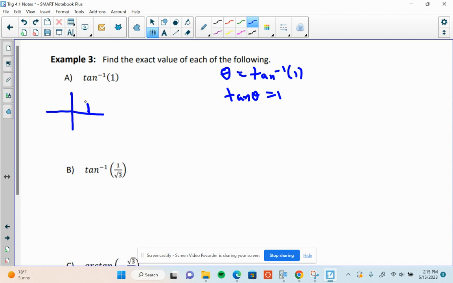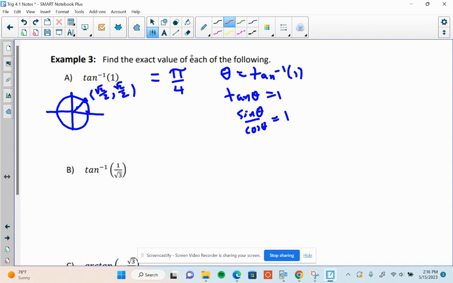So remember your knowledge of the unit circle. Tangent is sine over cosine. So in order for the tangent of theta to equal 1, the sine and the cosine are going to have to be equal, and that's going to happen when our angle is pi over 4. That's the only time it's going to happen. So tangent inverse of 1 is going to equal pi over 4, and we are finished.